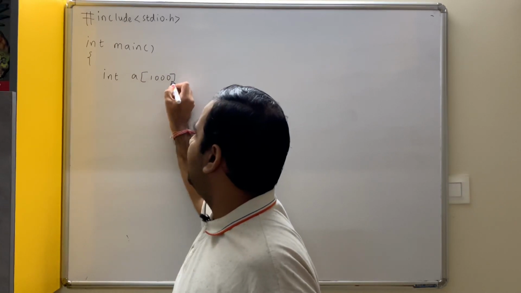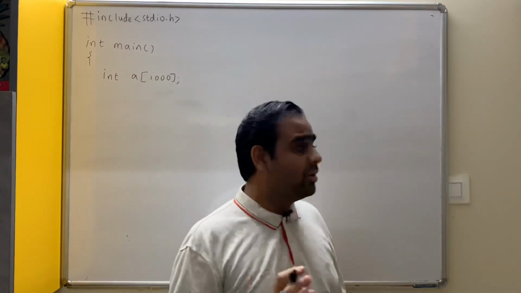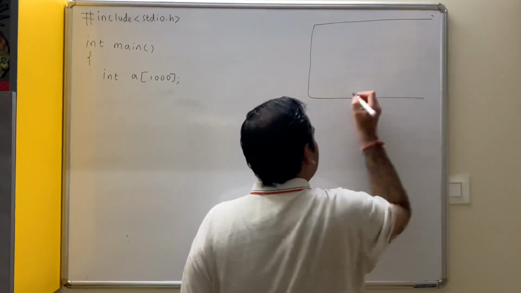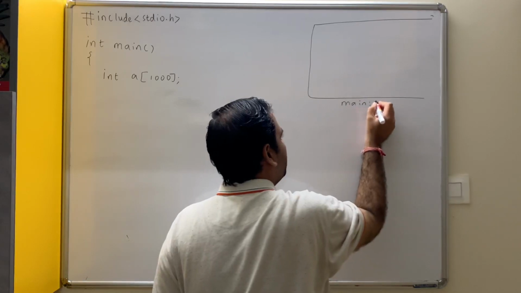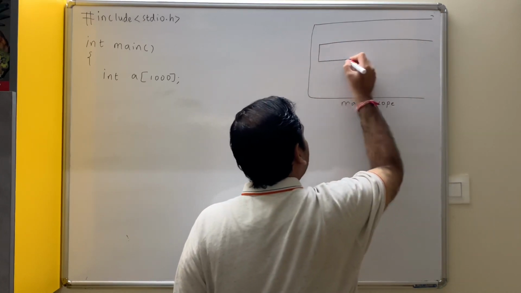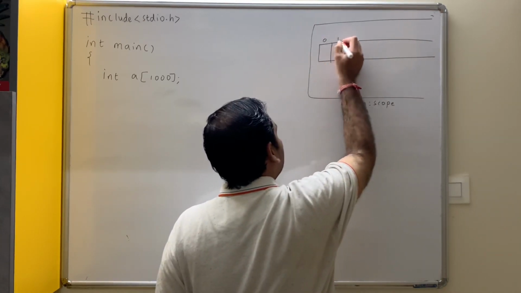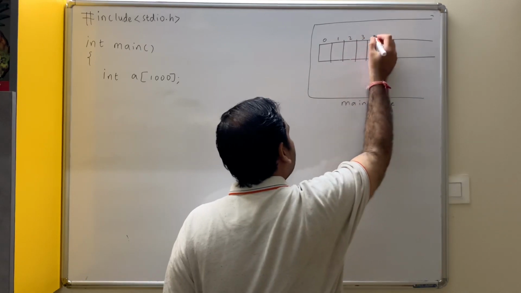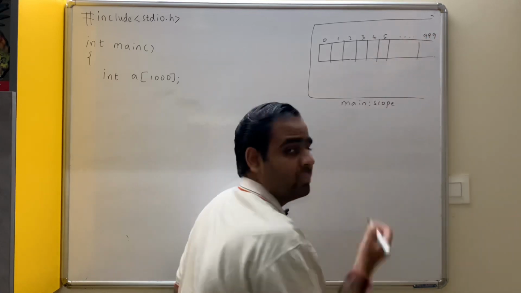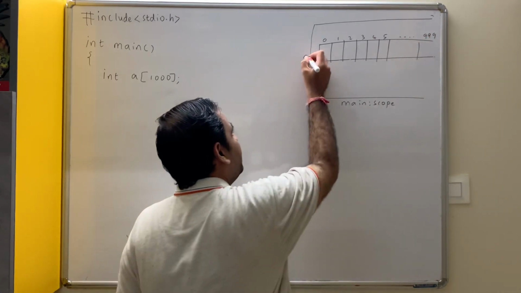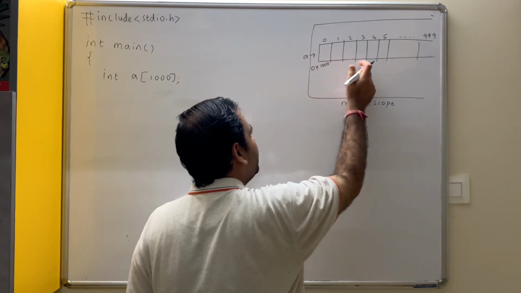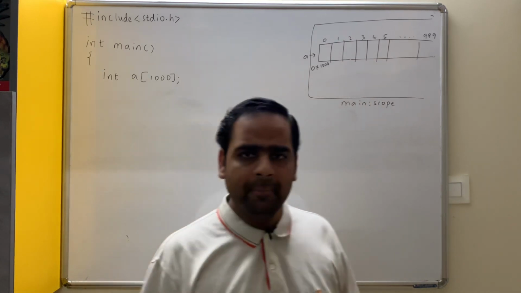Now what will happen? An array a will be created where a maximum of 1000 elements can be stored, and this is in the main scope. We have 1000 elements: 0, 1, 2, 3, 4, 5 and so on up to 999. Let the array name be a, and let the starting address be say 1000. This is 1004, 8, 12, 16, 20 and so on.